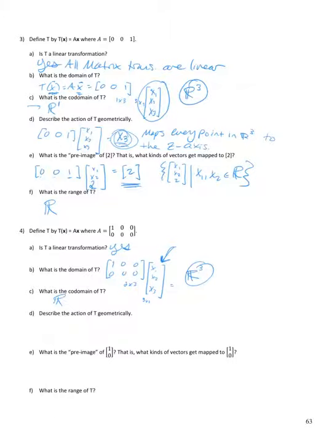Describe the action of T geometrically. So I'm going to actually multiply these out to see where I land. That's going to help me come up with what's happening. So when I multiply this times this, I get a 2 by 1 matrix. My first entry is x1, and my second entry is 0. So it maps vectors in R3 to the x-axis in R2.